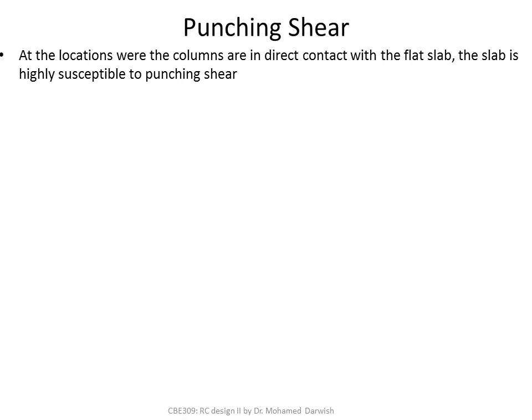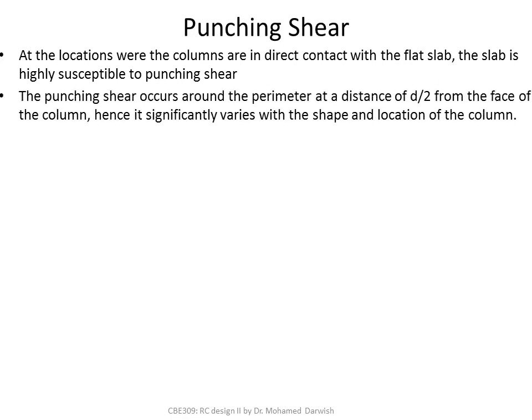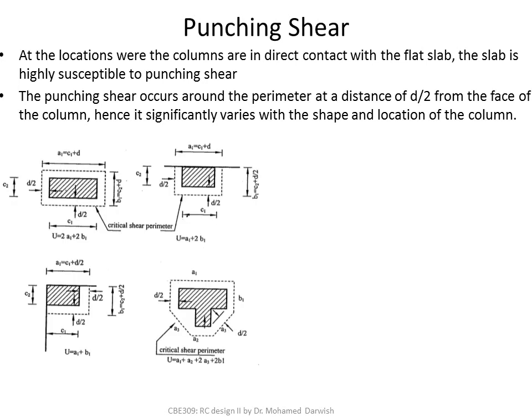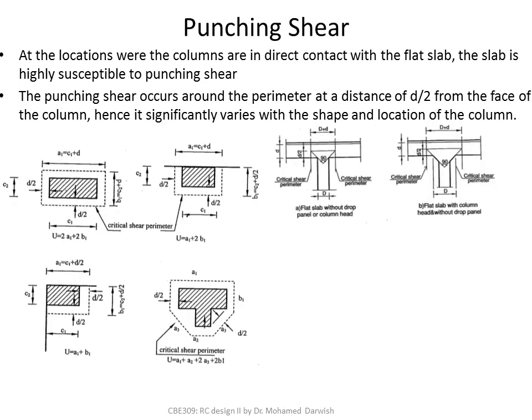So the punching shear, again, if we go back to the concept, we said that it occurs at the perimeter of a distance of d over 2 from the face of the column. But here we will have another issue: where is this d over 2 measured from? Previously, if we don't have a drop panel or a column head, like what's shown here in figure A, you are taking this d over 2 simply from the face of the column. However, if we are talking here about a case of having a column head without a drop panel, the d over 2 is measured from the end of the column head. Okay, so this is the location of the plane of failure.